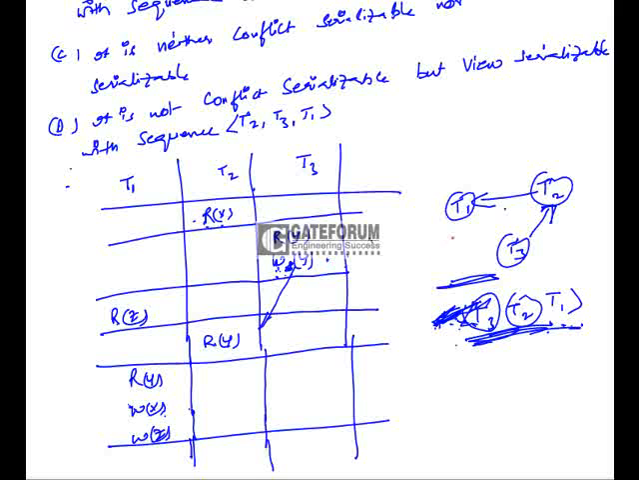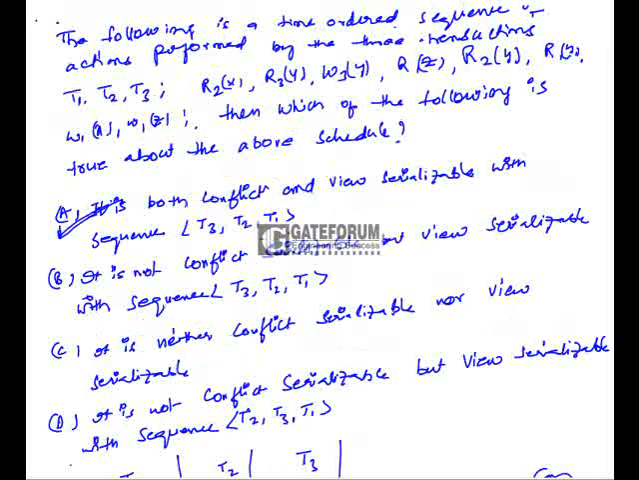So here we can say that the given schedule is both conflict and view serializable to the serial schedule T3, T2, T1. So here the correct option is option A.